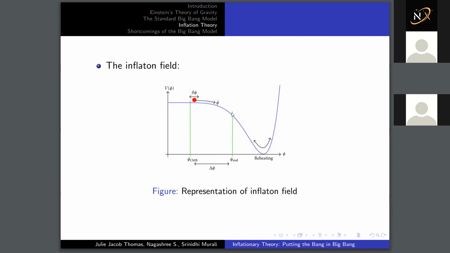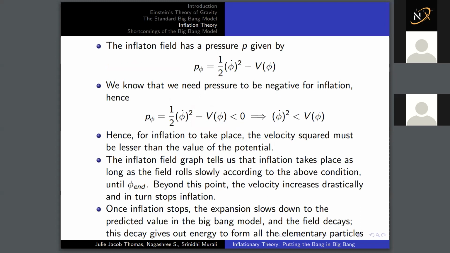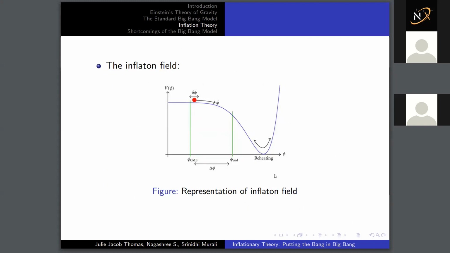As soon as the inflation stops, the graph drops, and this region is the reheating region wherein your standard model particles are found. Once this is done, the exponential expansion we saw drastically reduces, and then we get the normal, decelerated expansion that was predicted by the Big Bang model.